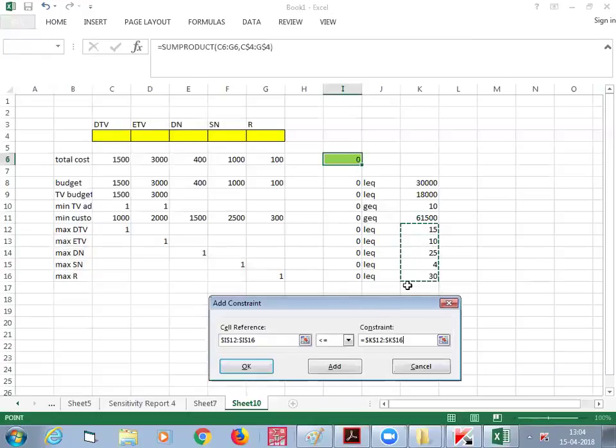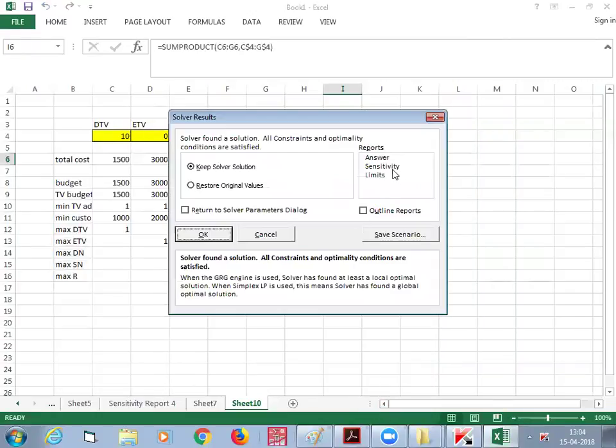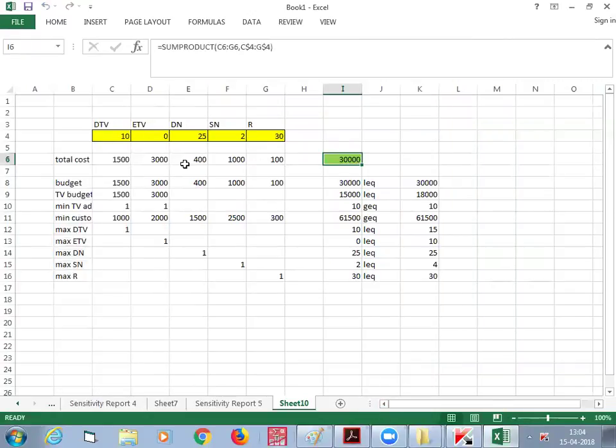Okay, these 5 here. All right. And now we can solve, and we get back to our previous solution: 10, 0, 25, 2, and 30. But this is minimizing the cost.